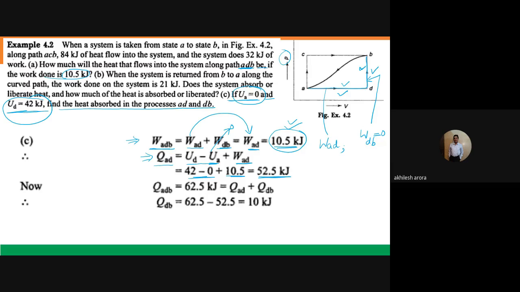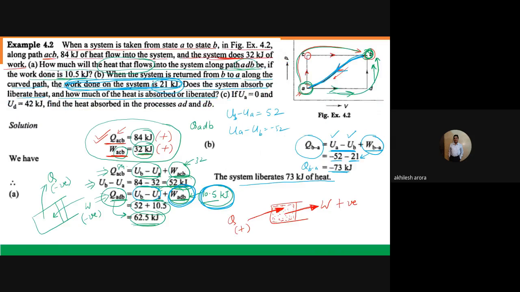Okay, let us proceed further. Now we have to calculate the value of QDB. For this particular process, we have to calculate the value of heat transfer for the process DB. I know that QADB is the whole process. The value of heat transfer during this process is 62.5. This we calculated previously. You can see it here, QADB.